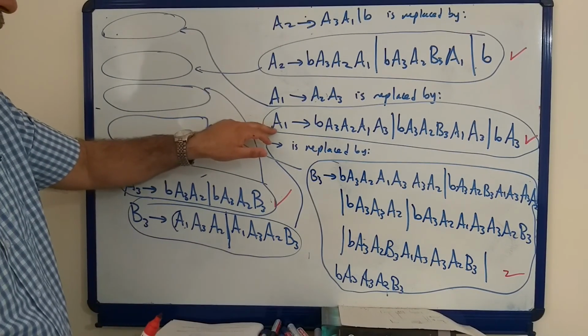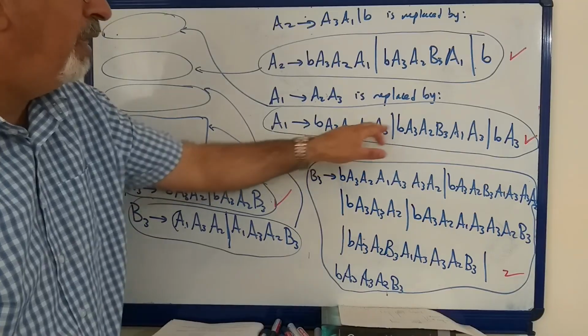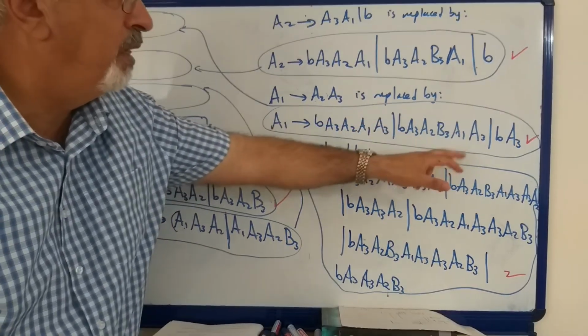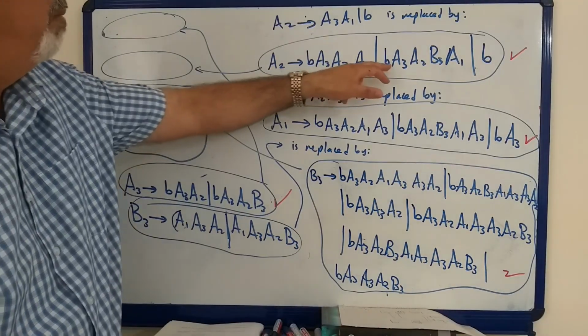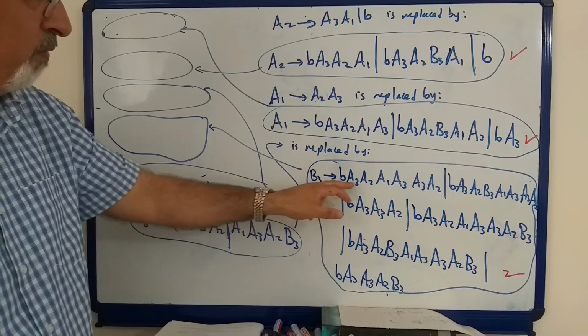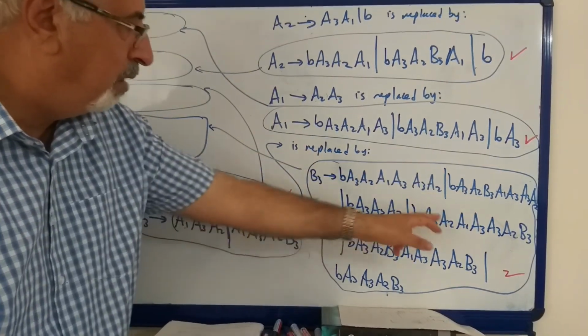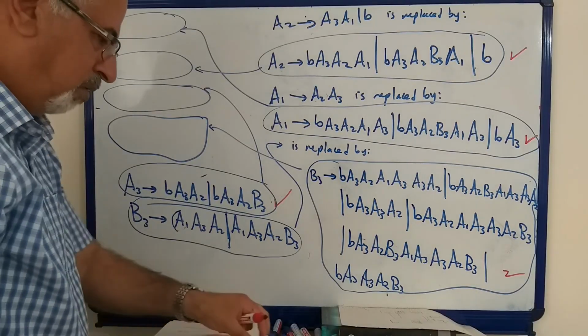So you will have A1 here: single terminal followed by non-terminals, single terminal alone, single terminal followed by non-terminals, same. I finished. Now all the algorithm is finished.